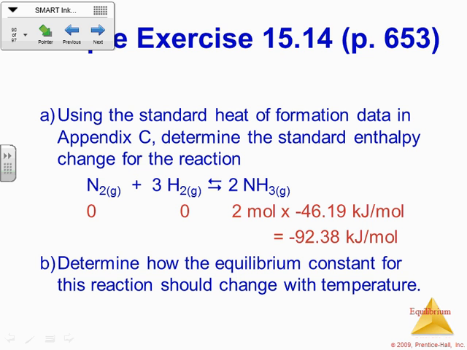Okay, using the standard heat of formation, determine the standard enthalpy change for the reaction. Determine how the equilibrium constant for this reaction should change with temperature. Okay, so this one, basically they're asking you to just do an additional step where you find the standard enthalpy change. So if you look in the back of the book, I don't know if you guys remember this, but the standard heat of formation would be forming 1 mole of the product. You guys remember that? Standard heat of formation is for when 1 mole of the product gets formed. Since this is 2 moles, you have to multiply that number by 2. So that gives you the negative 92.38.